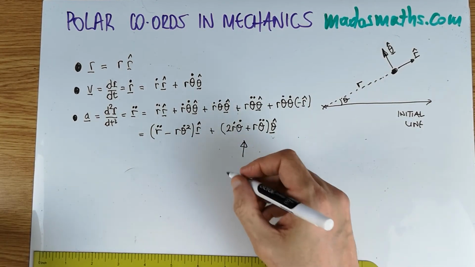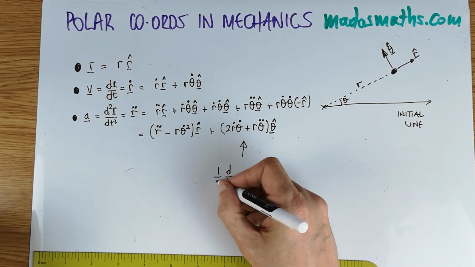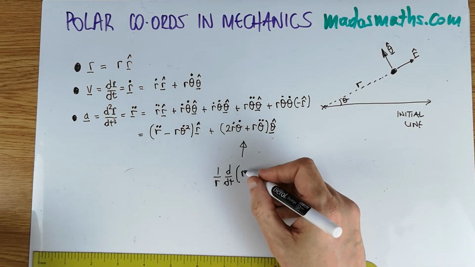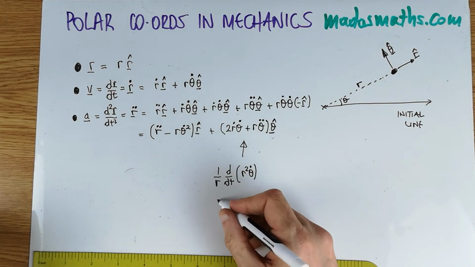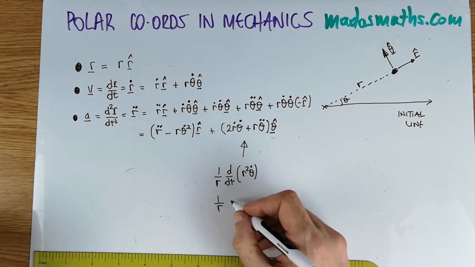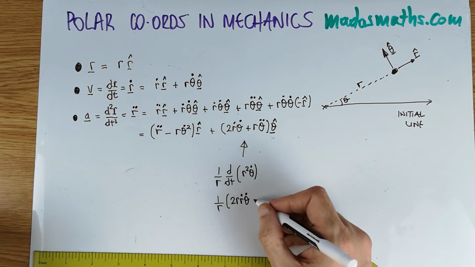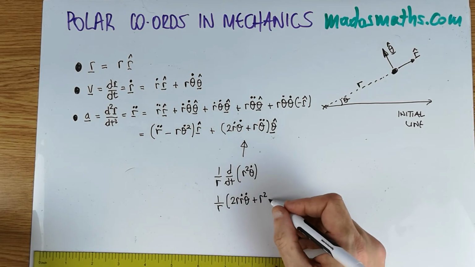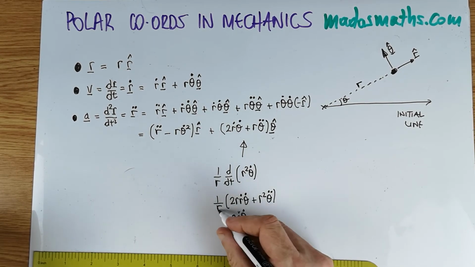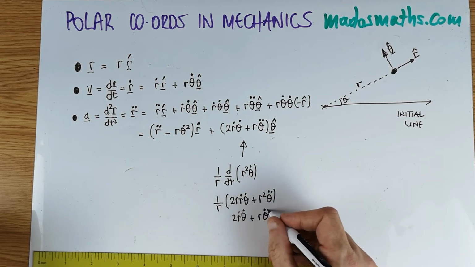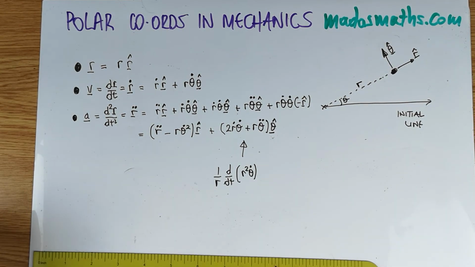Often this bit here, for reasons I might be complicating things too much now, we can actually write as 1 over r d by dt of r squared theta dot. Let me just double check that this is the same. 1 over r, differentiate with respect to time, that's going to be a 2r r dot theta dot, and then differentiating the other one, r squared theta double dot, and then cancel one of the r's, 2 r dot theta dot, because that's the 1 over r, plus r theta double dot. Yeah, it's the same.